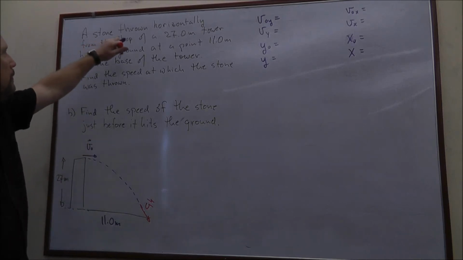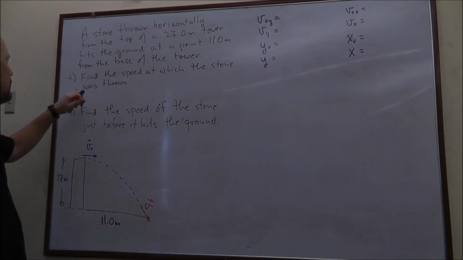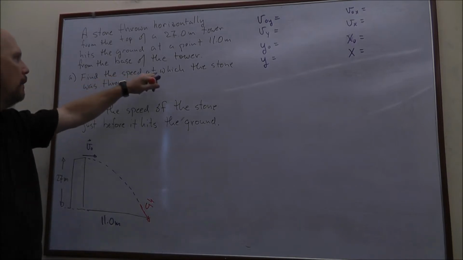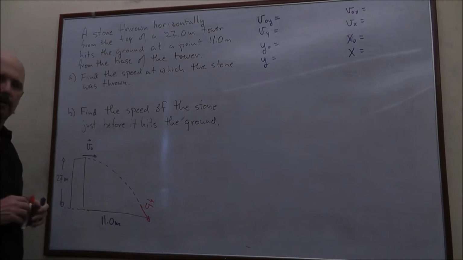So we have a stone thrown horizontally from the top of a 27-meter tall tower, hits the ground at a point 11 meters from the base of the tower. Question asked, find the speed at which the stone was thrown. All right, so let's draw a little picture of what this situation looks like.